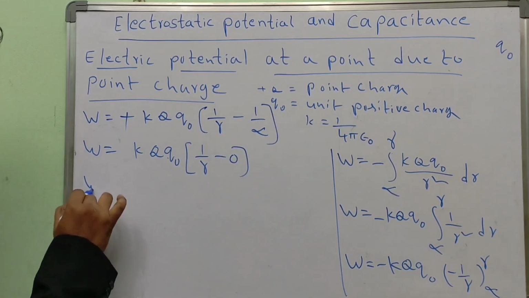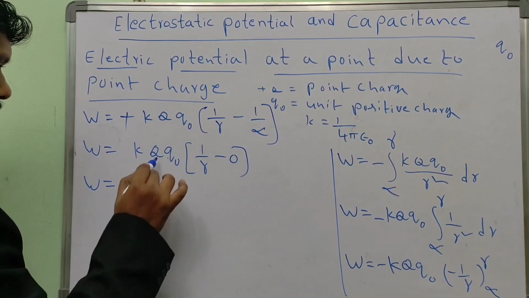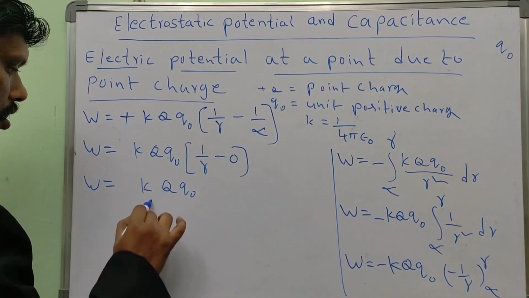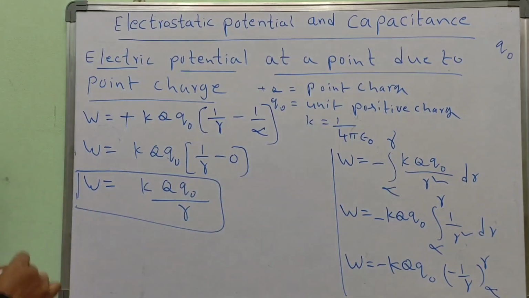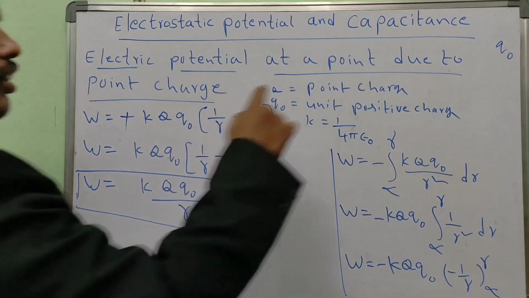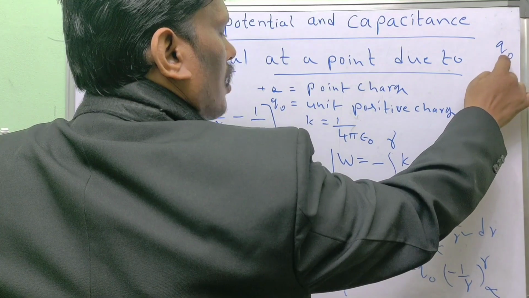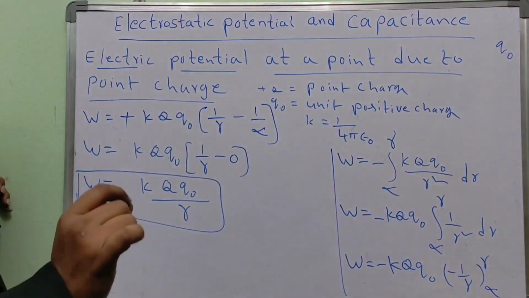Finally, what is the work done I got? K q naught upon r. So this is the work done, the total work done required to move that unit positive charge from infinity to a point r.